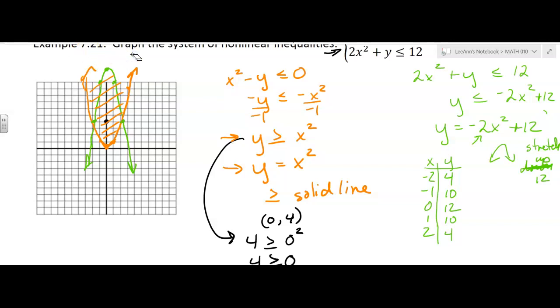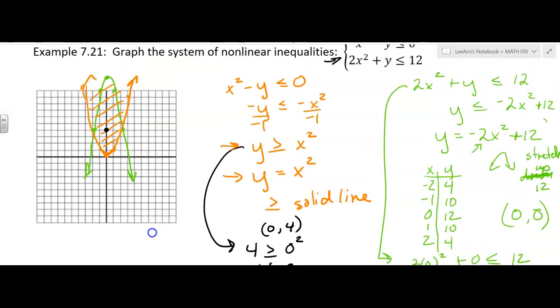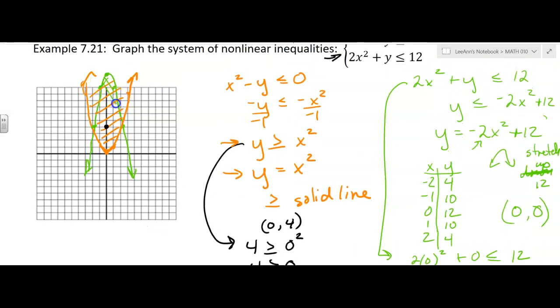So let's pick the point 0, 0. We're allowed. And we can just put it in the original. So I'll come down here and pick 0, 0. So I get 2 times 0 squared plus 0. Is that less than or equal to 12? Yes, that's going to be true because 0 is less than or equal to 12. Yes. So it's going to be inside the parabola. It's going to be this inside shape here.